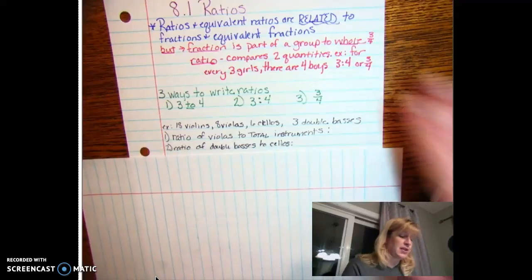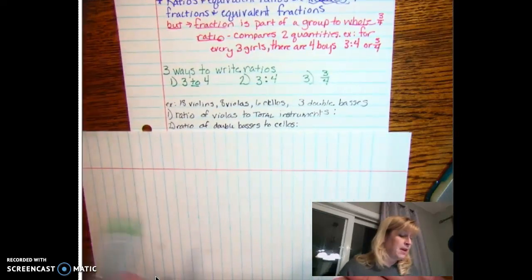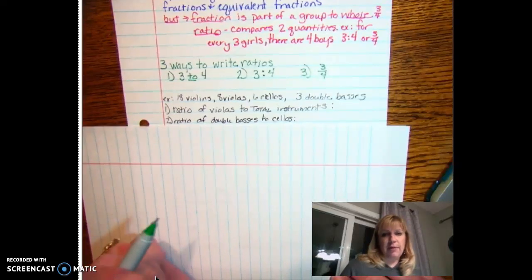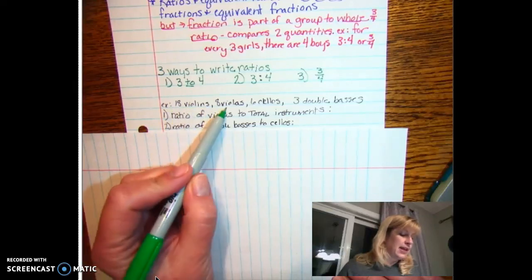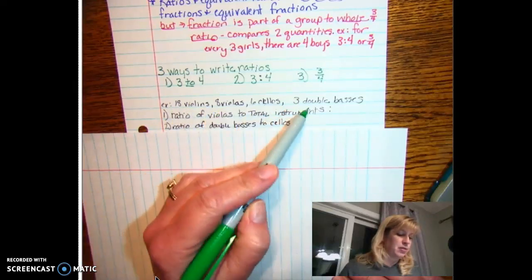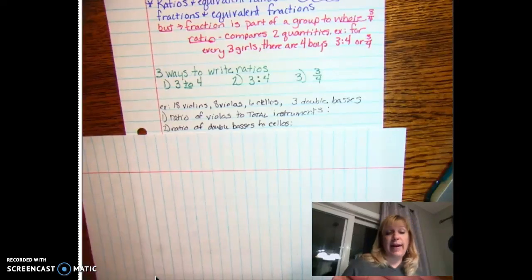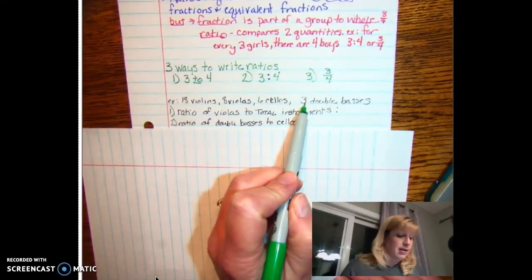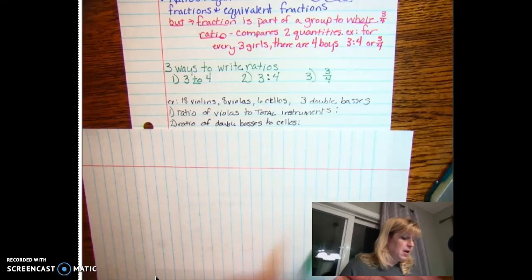Sometimes we do use ratios as parts to wholes, but we are comparing two numbers for a specific purpose. So I'm going to give you an example. Let's say that in an orchestra that you are trying out for, there are 18 violins, 8 violas, 6 cellos, 3 double basses. And the reason that's chosen is because that is the way that your orchestra is going to sound the best. You need this, this, this, and this in those ratios in order to make the best sound.